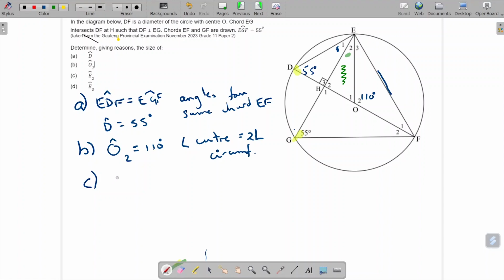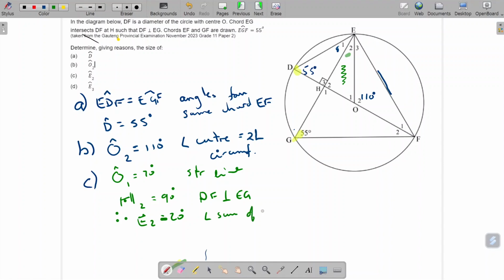As a result, I know that O1 equals 70 degrees, straight line. I know that H2 equals 90 degrees because they told us that DF was perpendicular to EG, and therefore I know that E2 will equal 20 degrees, angle sum of triangle EOH.